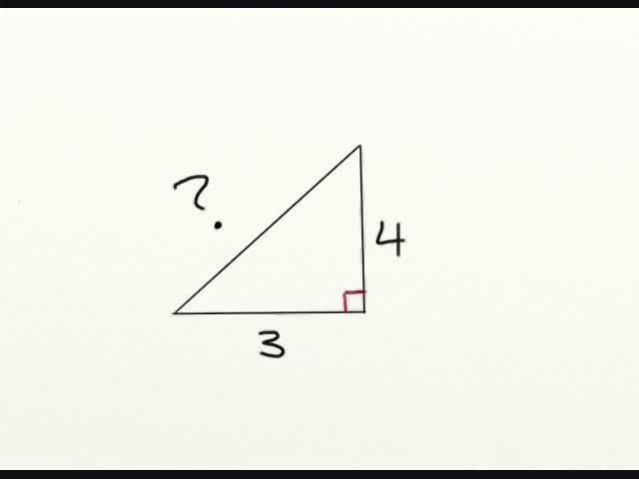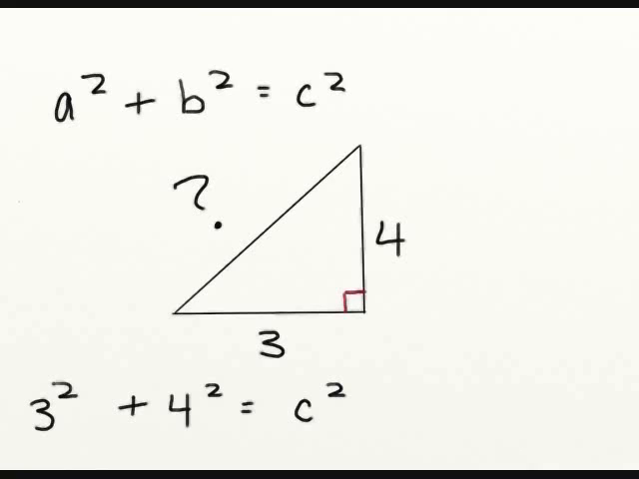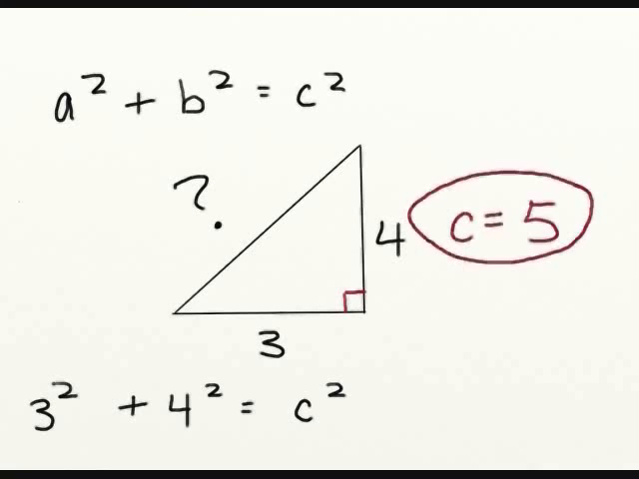You can use the Pythagorean Theorem to help you find missing side measures. Use the equation a squared plus b squared equals c squared and then plug the numbers in. In this example, the hypotenuse equals 5.